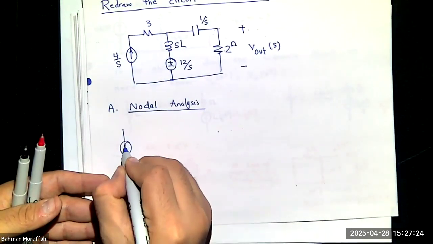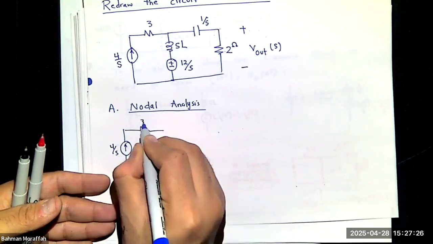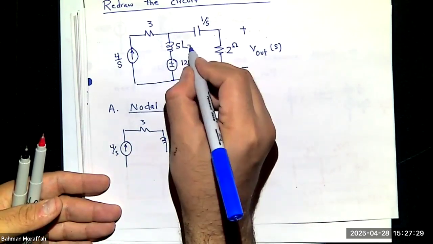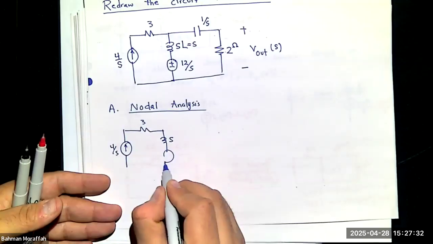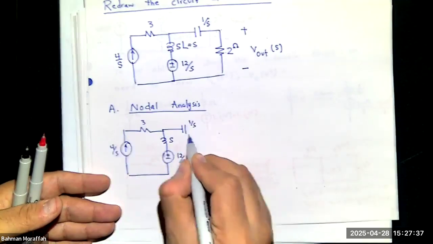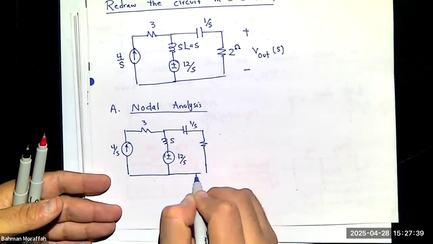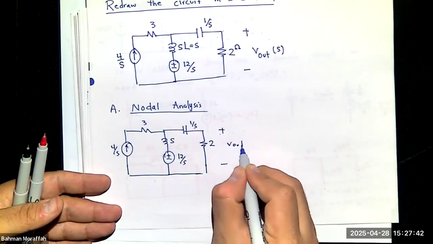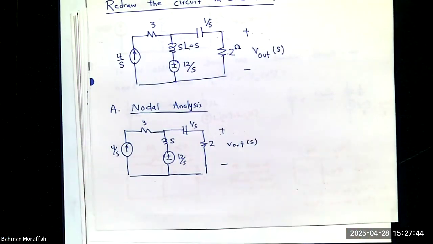So let me quickly redraw the circuit. I have 4 over S, 3 SL, which is just S, 12 over S, 1 over S, and 2. I need to do nodal analysis. How do we do nodal analysis? Just have a quick review. The first step is to choose a reference. Well, I choose the bottom node as the reference.